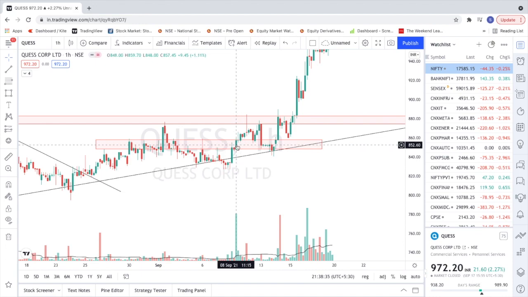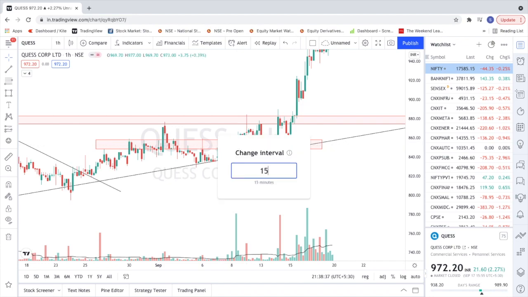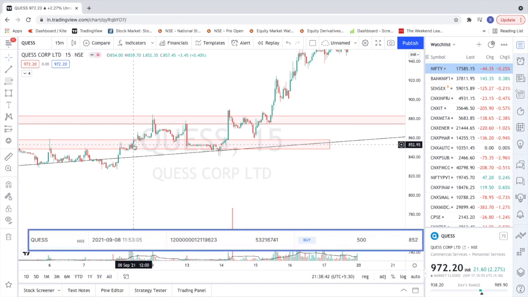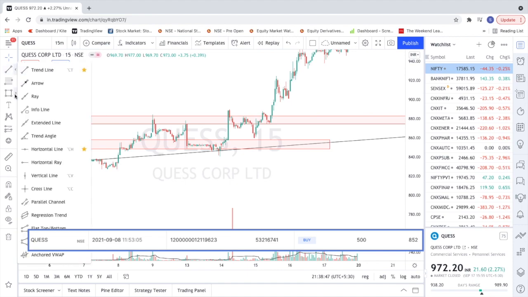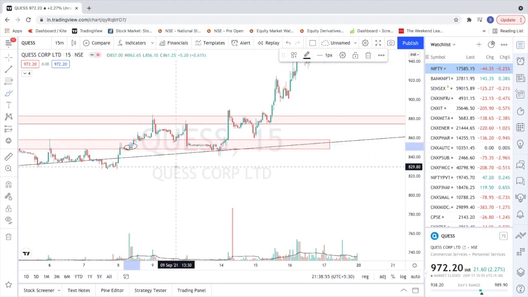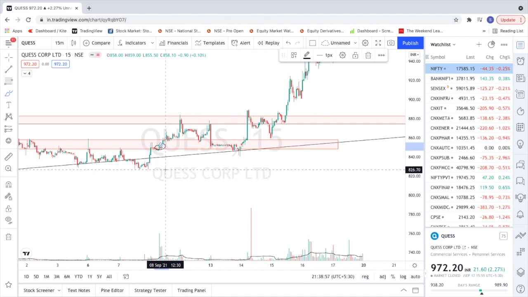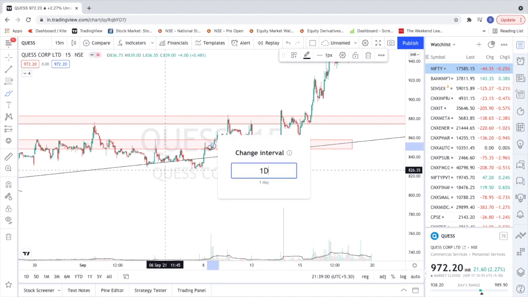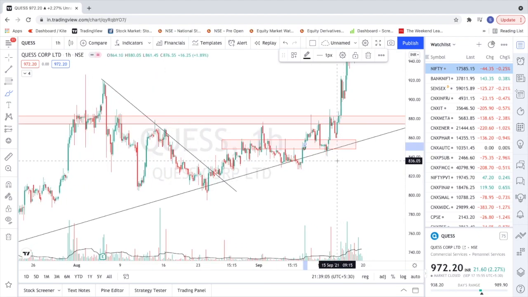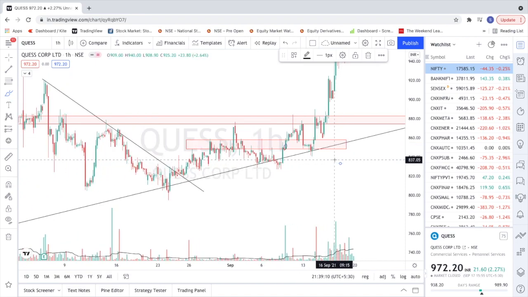It was on hourly; now let me switch to the 15 minutes chart. So I took my entry at 852 level. I entered this trade on September 8th at this level, 852, 853, and I kept my stop loss just below this trend line. My stop loss was somewhere around the high of the previous candle.